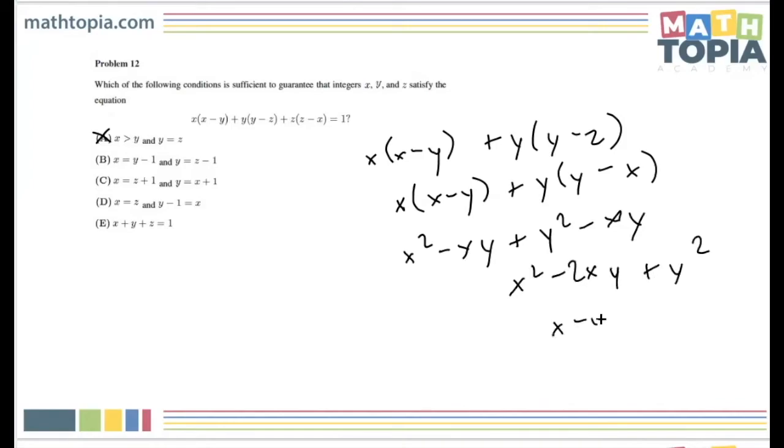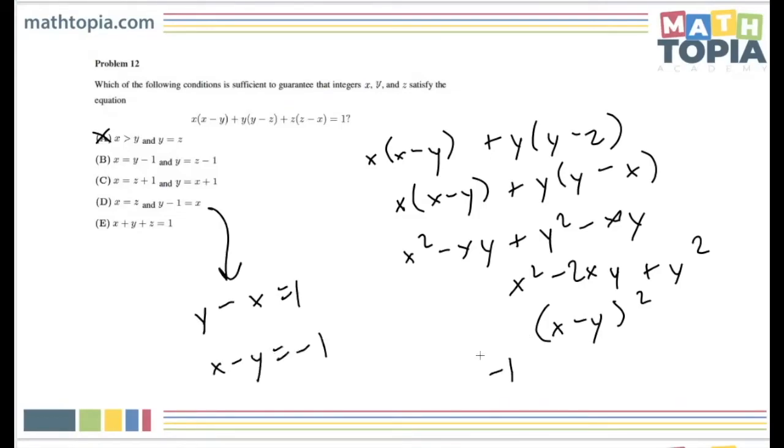But now notice in this case, we are told y minus 1 is x, which means if we do it the other way, y minus x is 1 from this, and x minus y is -1. So we plug in -1, and sure enough, we get 1. So it'll always be equal to 1. So D is actually the correct answer.